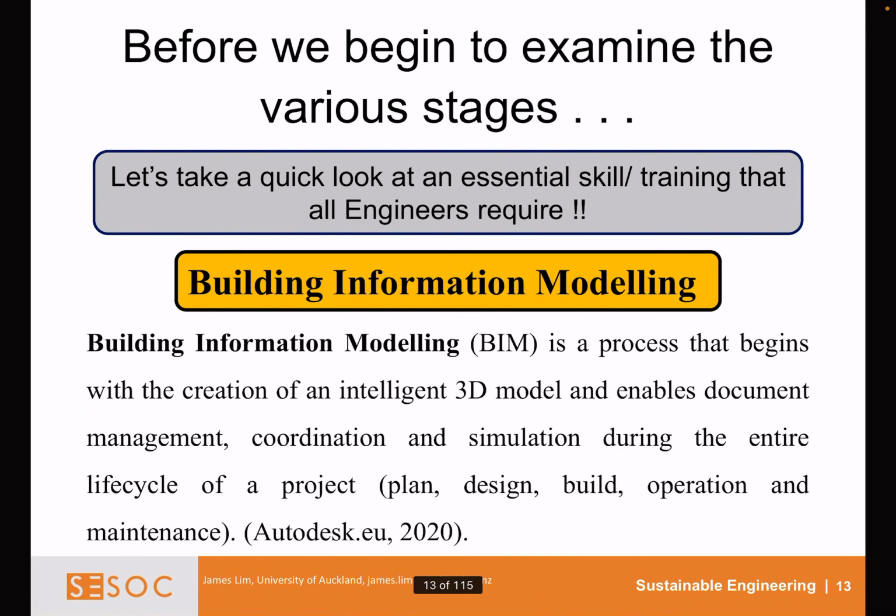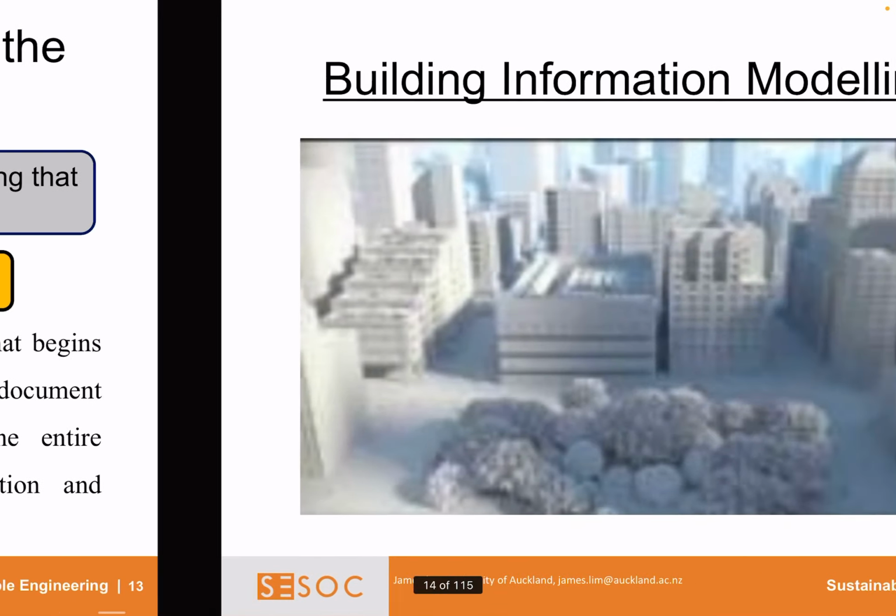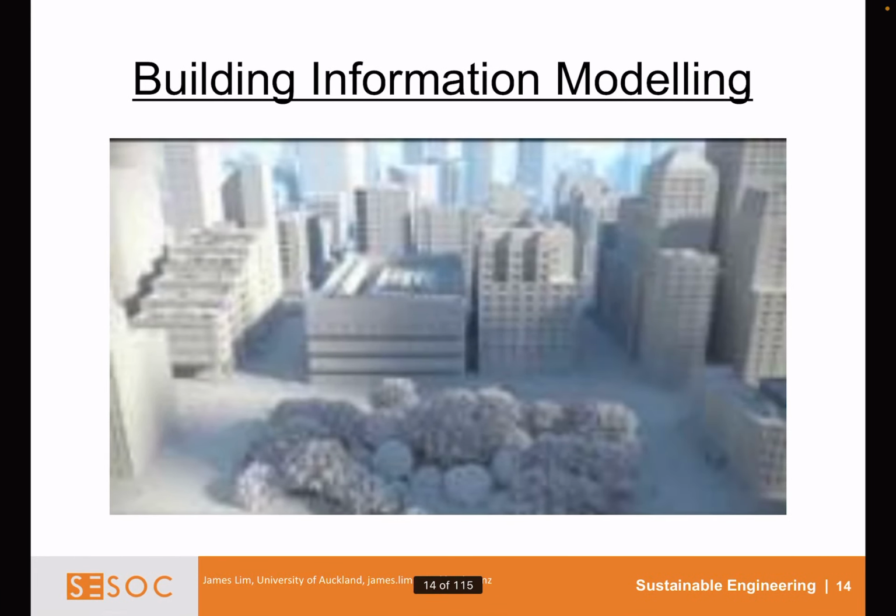So before we begin to examine the various stages, let's take a quick look at some of the essential skill training that engineers require. Firstly, building information modeling. It's a process that begins with the creation of an intelligent 3D building model and enables us to document, manage, coordinate, and simulate during the entire life cycle of a project: plan, design, build, operate, and maintain. There's a video from Autodesk that gives a clear outline of how BIM can be extremely beneficial towards our built environment, new and existing developments.